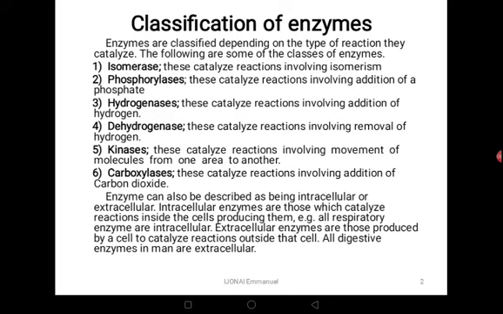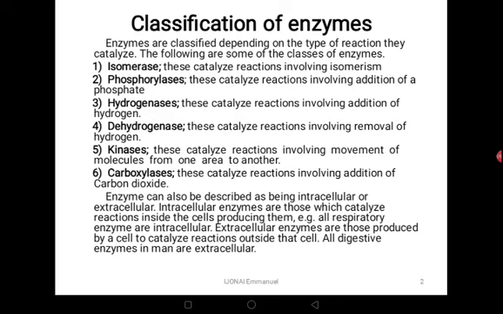So what are those ones now? Intracellular enzymes are those which catalyze reactions inside the cells that are producing them, e.g. the respiratory enzymes. Those ones are intracellular. Those that are responsible for conducting processes like glycolysis, Krebs cycle, and so on, as we shall see later on. Those enzymes involved in the production of energy, the breakdown of glucose to produce energy, act within the cells that produce them. They are called intracellular enzymes.